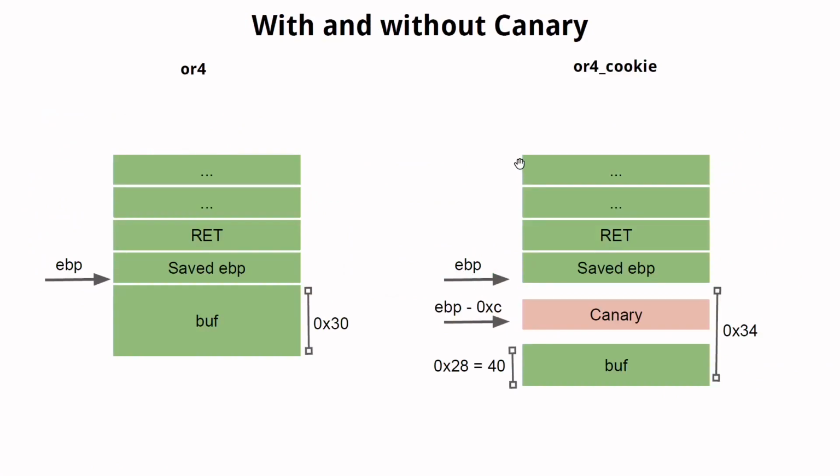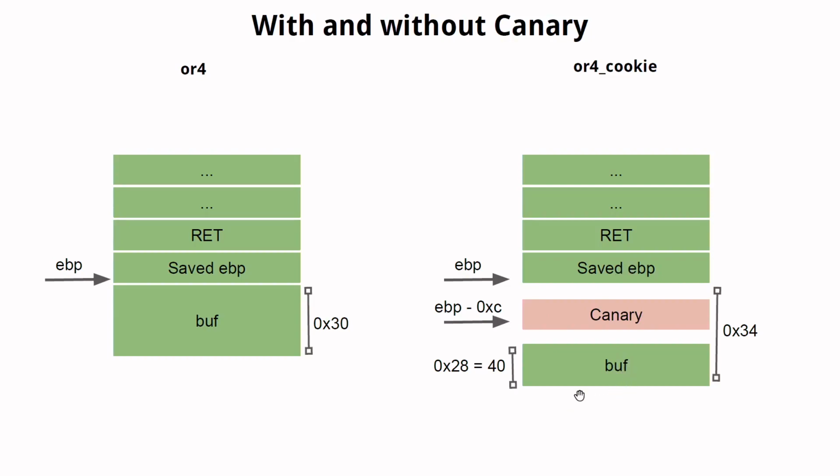To visualize what happens there, on the left-hand side, we have the stack of the version without the stack canary. We know the buffer is 48 bytes away from the saved EBP, right? In the canary version, the buffer is 34 in hex, that's 52 bytes away from the saved EBP. We put a canary value at EBP minus C, which means in this case the buffer only has 40 bytes. In the second level, we ask for 30 bytes. Here we actually get 40 bytes instead of 48 bytes. So the canary value is placed between the saved EBP and the buffer.